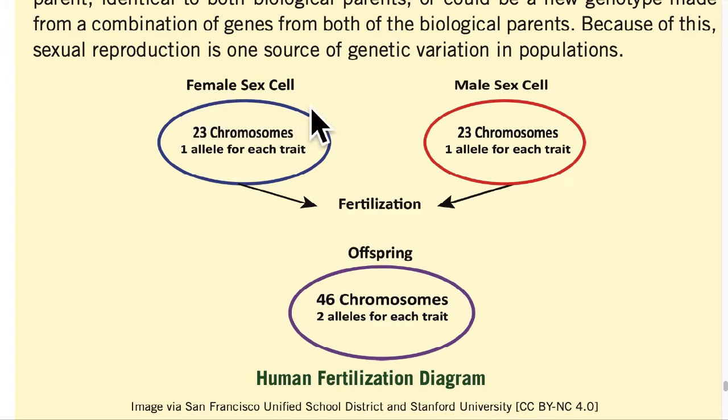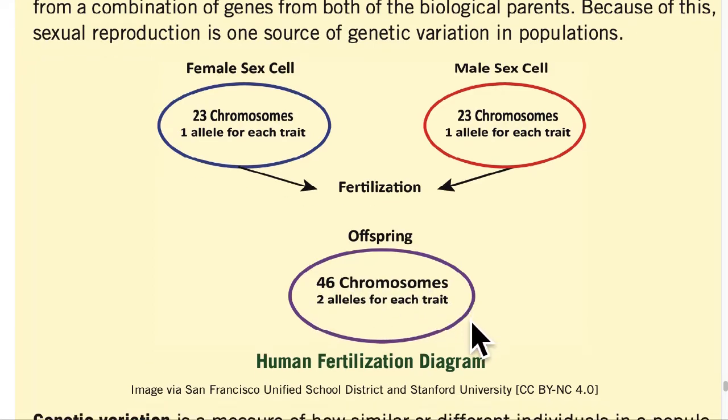Human female sex cell. 23 chromosomes, one allele for each trait. Human male sex cell. 23 chromosomes, one allele for each trait. Fertilization. Offspring. 46 chromosomes, two alleles for each trait.